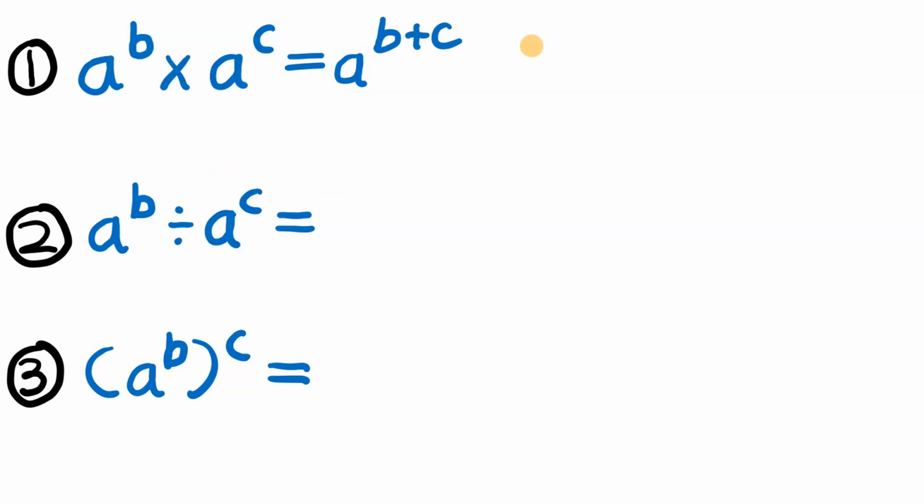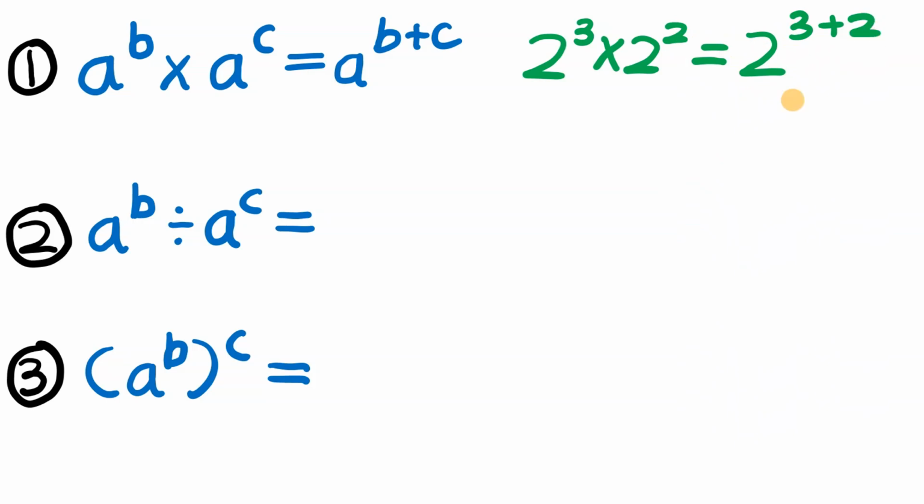So for example, if you had 2 to the power of 3 multiplied by 2 to the power of 2, you can combine these by writing it as 2 to the power of 3 plus 2. So therefore this is going to be 2 to the power of 5.